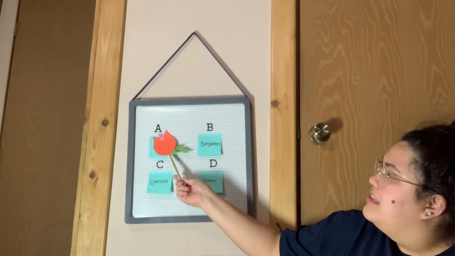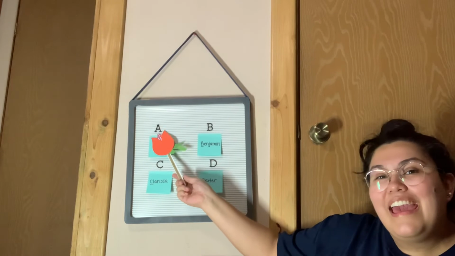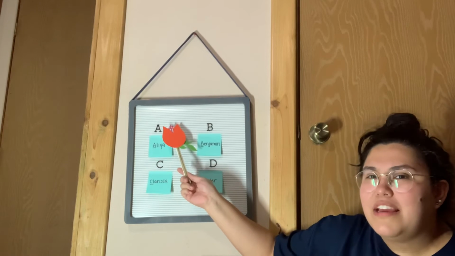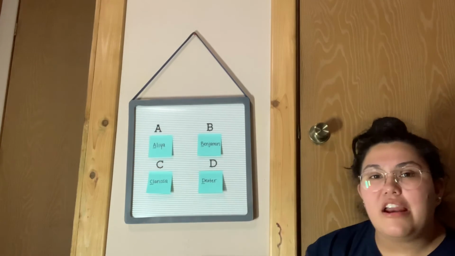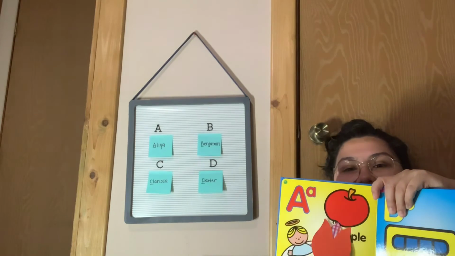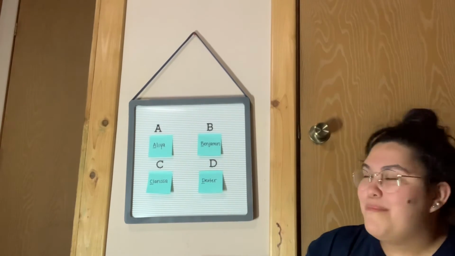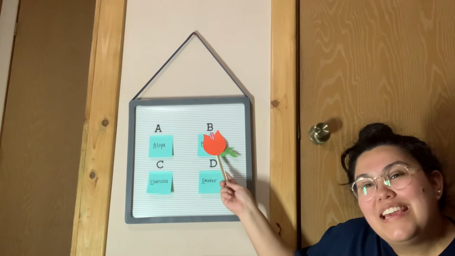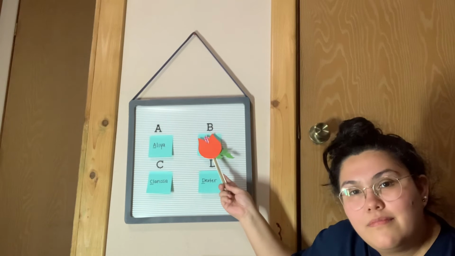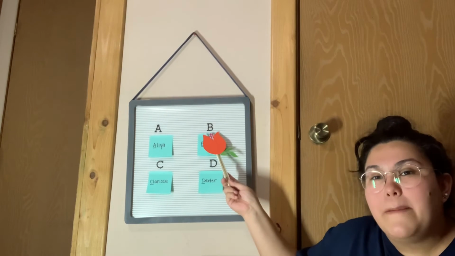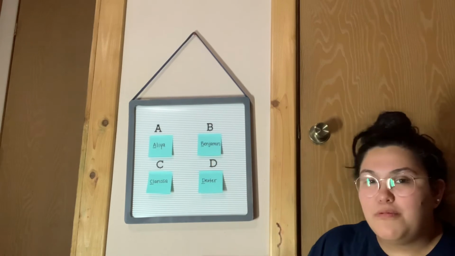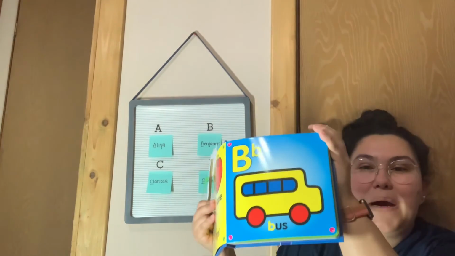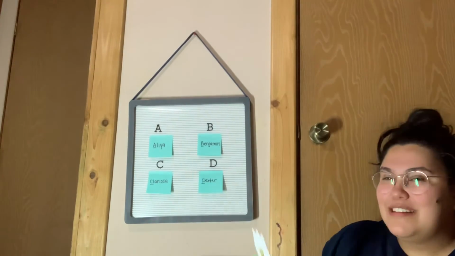And what letter was this? A. And what sound does it make? Ah, ah, ah. And what's another word that we can use besides Aaliyah that starts with the letter A? Apple. Good job. Now, what was this letter? It was the letter B. And what sound does it make? That's right, the b. Now, besides Benjamin, what's another word that starts with the letter B? That's right, bus. All right, boys and girls.